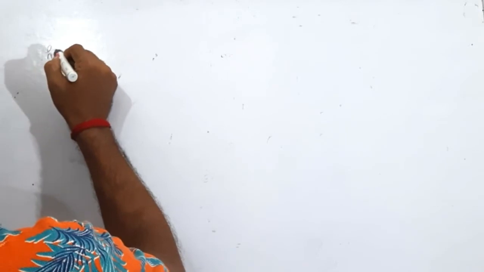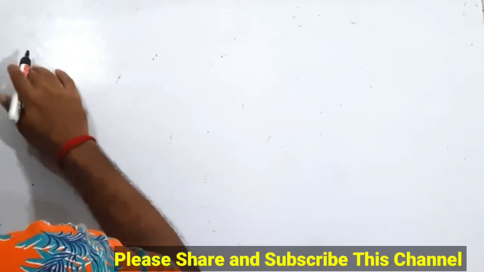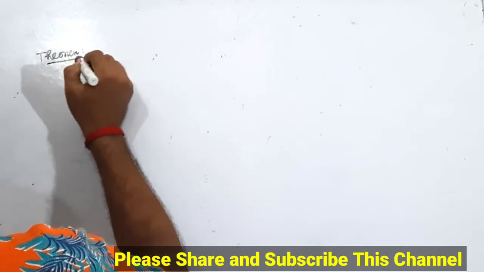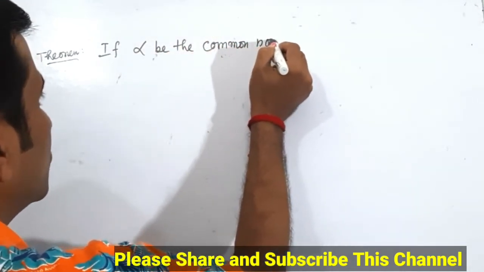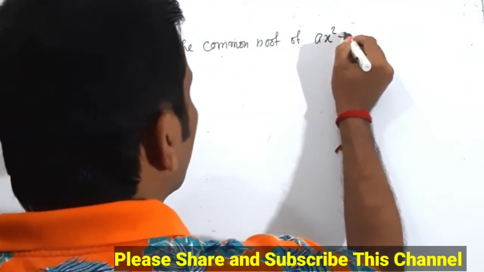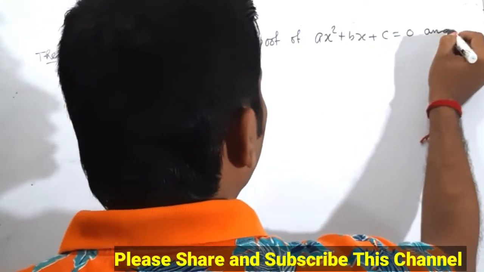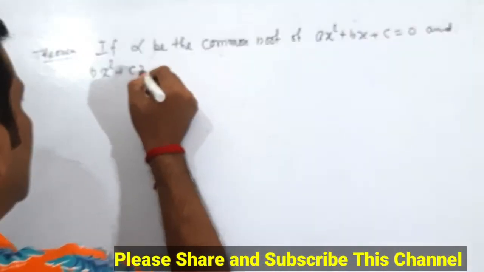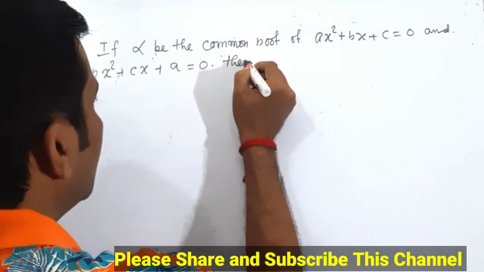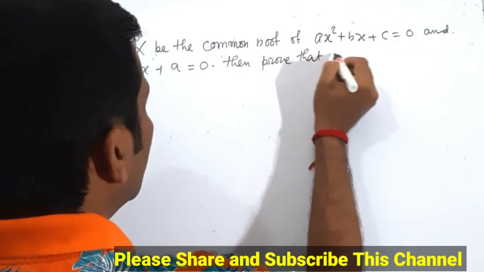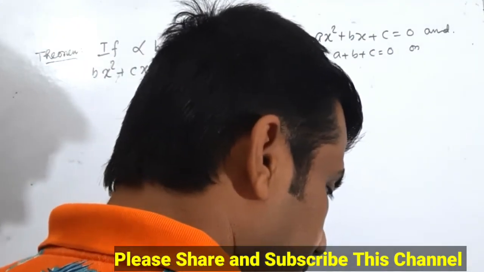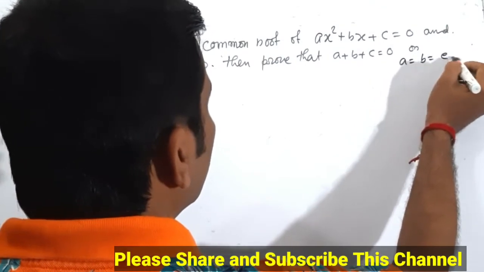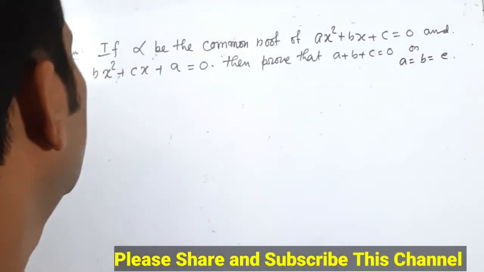Now let the third theorem be: if alpha be the common root of ax square plus bx plus c is equal to 0 and bx square plus cx plus a is equal to 0, then prove that a plus b plus c is equal to 0 or a equals b equals c.